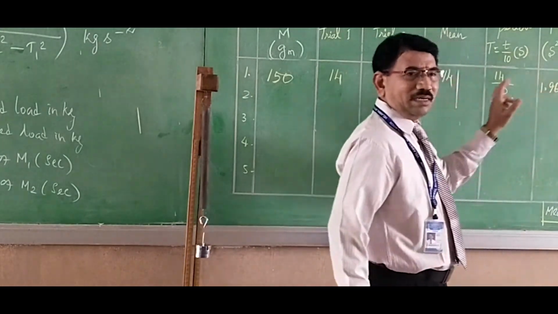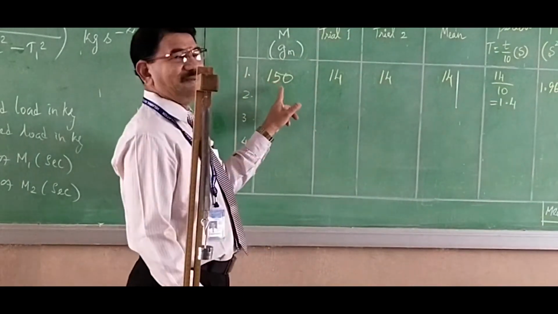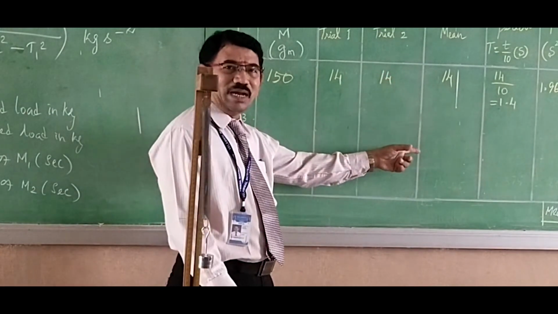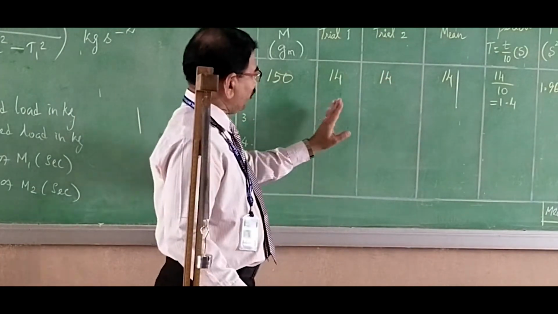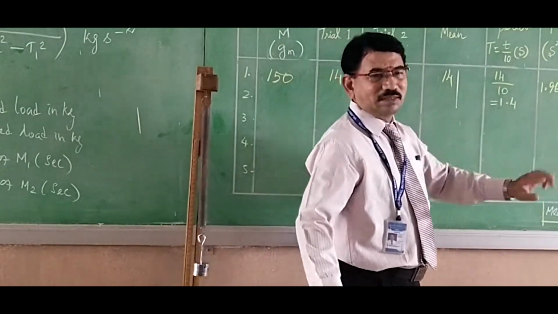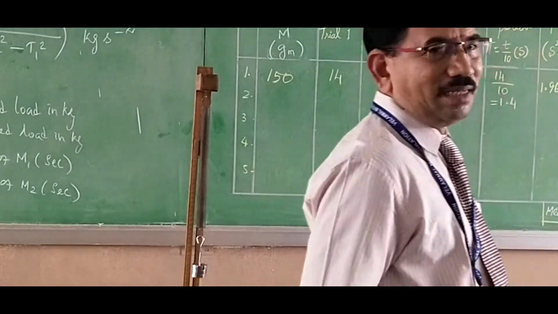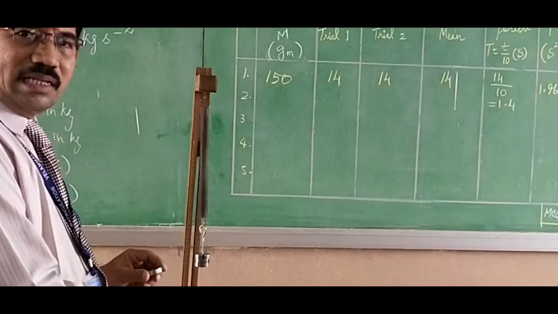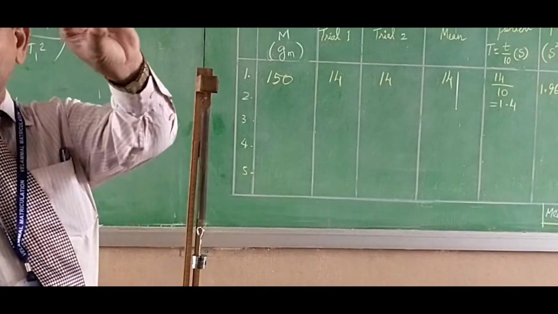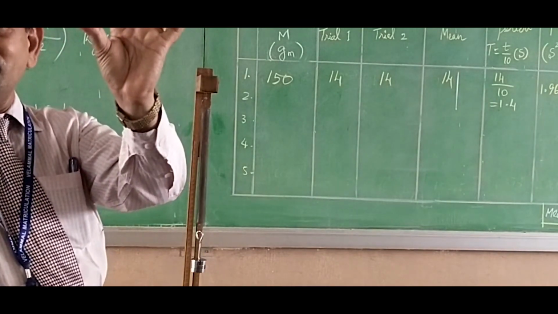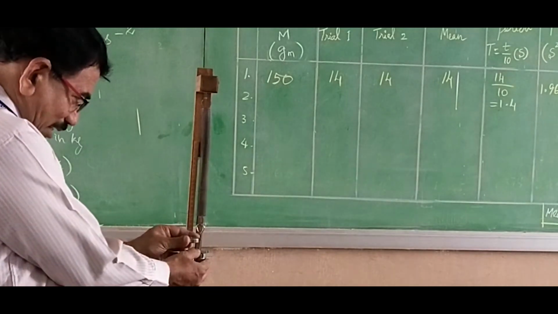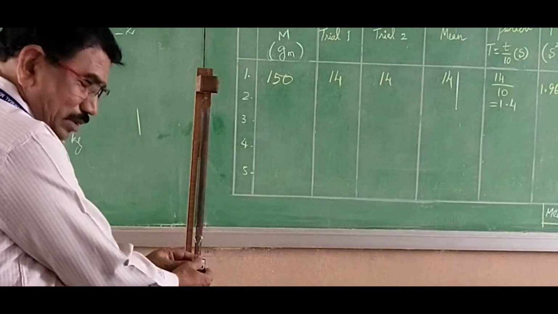M1 means the first load you have suspended. Then the second load I am going to suspend as another value. Then we have to go for finding the same steps. So let's start this another load. In the beginning I loaded 150 grams. Now I am going to add 50 more grams, one more slotted weight. Already we have 150, so plus 50 added means the total weight becomes 200 grams.